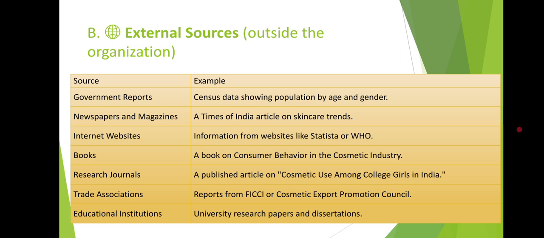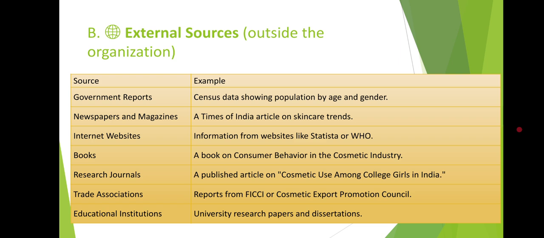Second, we have external sources. That means we are collecting the data outside from the organization. These are the sources. First source we have government report. These comes under the external sources. For example, census data showing population by age and gender. Next source we have newspaper and magazines. For example, Times of India article on skincare trends. Third source we have internet websites. For example, information from website like Statista or WHO.